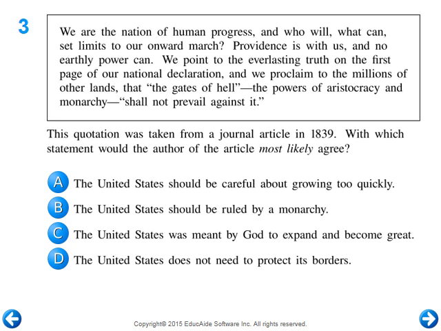Well, he's talking about the idea that nothing's going to stop us. It's just going to happen. C might make sense. Okay, so let's look at D. The United States does not need to protect its borders. To be honest with you, this doesn't say anything about the borders, so we can probably remove D. So that leaves the only logical choice as C.